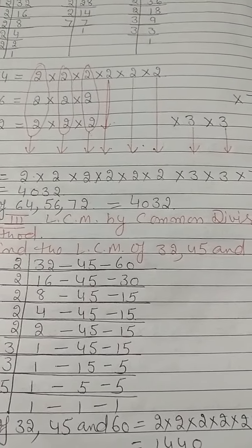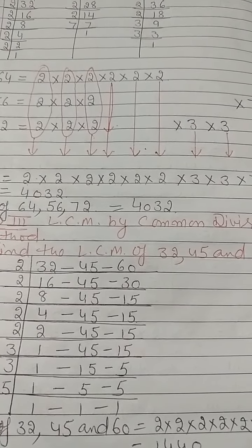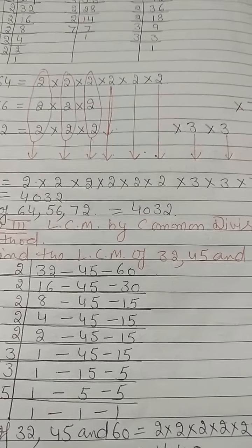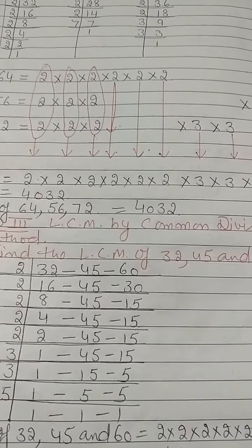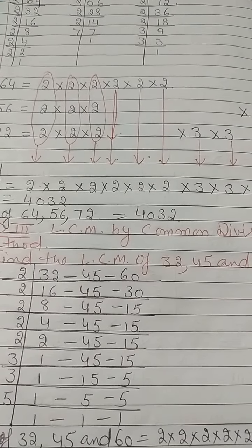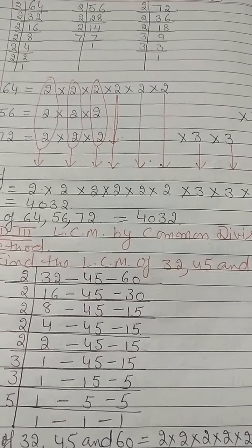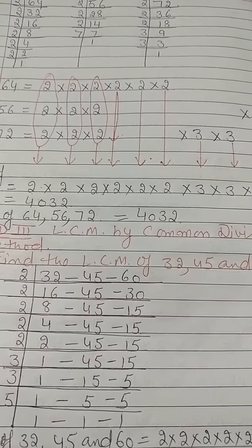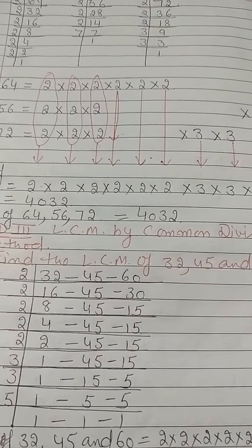How to find the LCM by three different methods: common multiple method, prime factorization method and common division method. In the common multiple method, you have to write the table of each number and find the first common number between the two tables. That will be the LCM. In the prime factorization method, you have to separately factorize all the numbers, write the factors, and if any common number is repeated, you write it once and write all the numbers.